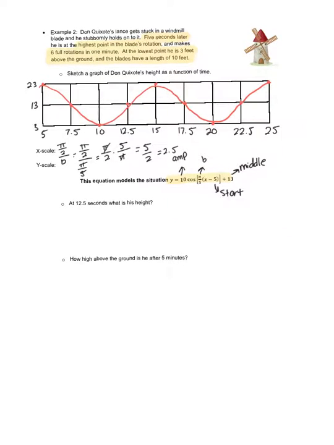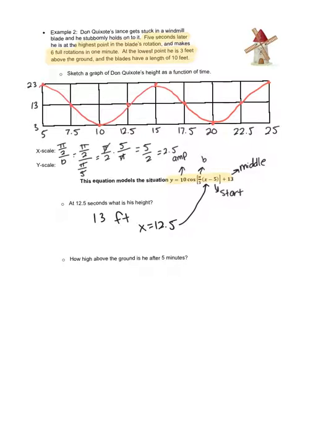At 12.5 seconds, what is his height? Well, we can look at the graph. I see when my time is 12.5, my y value that goes with that point is 13. So I can say 13, and this is in feet, I believe. Yes, it's in feet. Or again, you could always take x equals 12.5 and plug that into your equation, and it would give you the correct amount. Now, how high above the ground is he after 5 minutes?